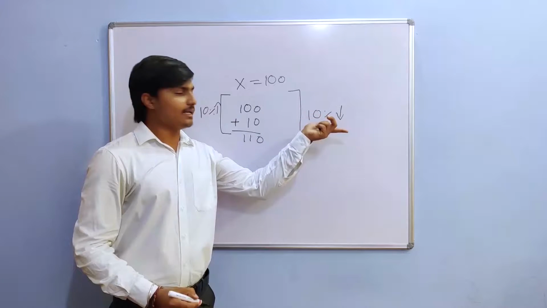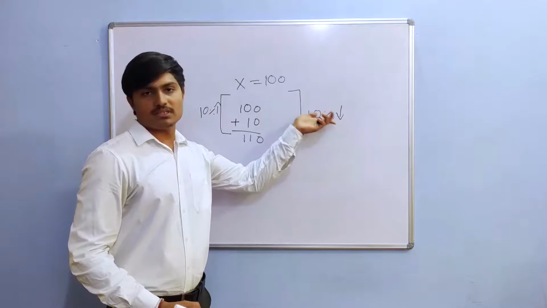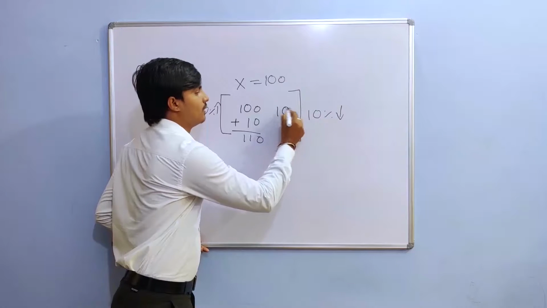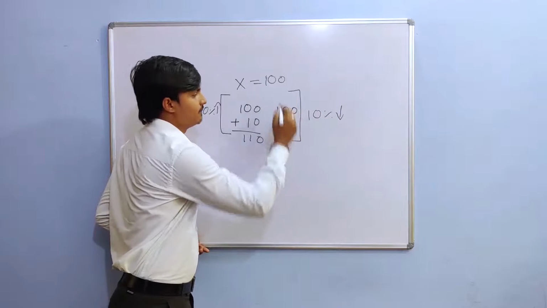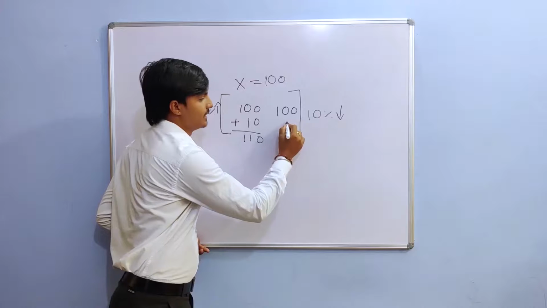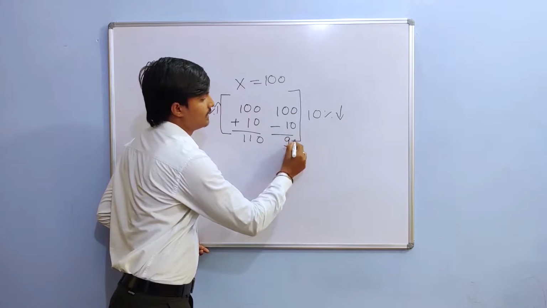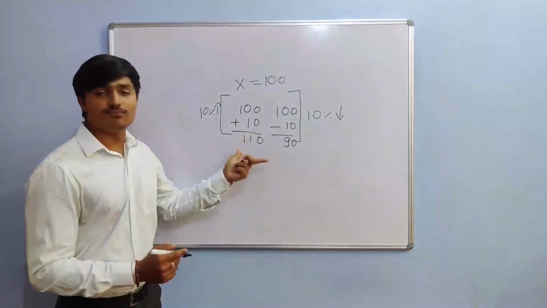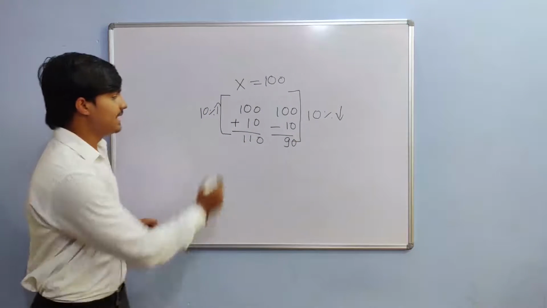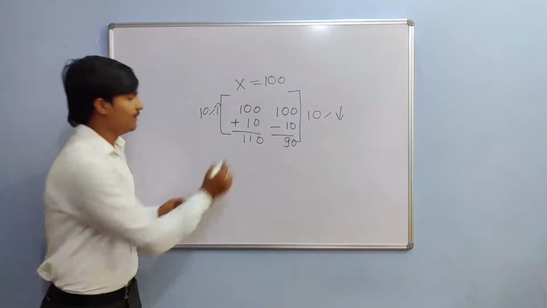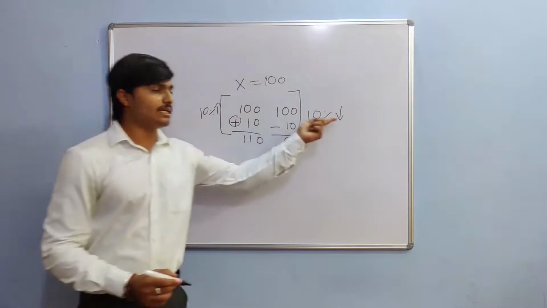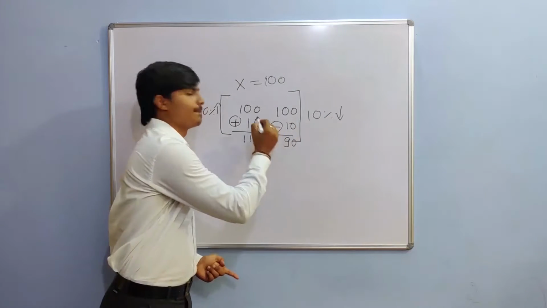And in the second case, we are decreasing, that is 10% decrease. So 10% of 100 is 10. So we are decreasing, which means we need to subtract, we'll get 90. From this we can conclude that whenever there is an increase in percentage, we will add. Whenever there is a decrease in percentage, we'll subtract.